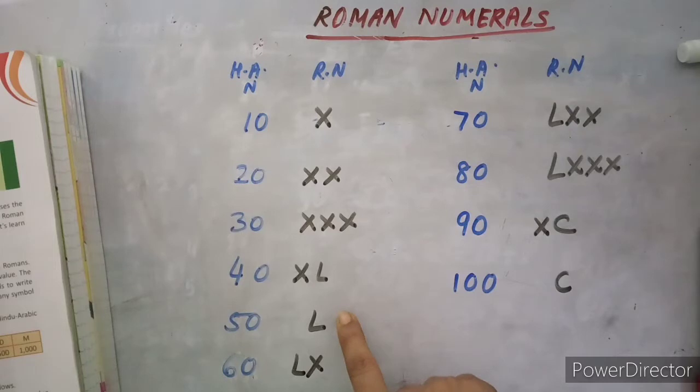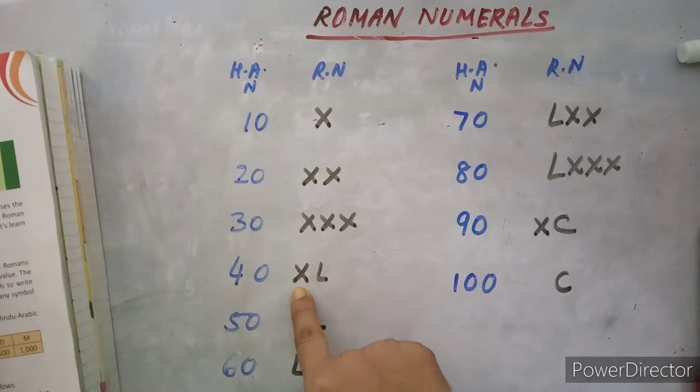Okay, so उस 40 क्या होता है? 50 से कम है, the 10 numbers कम है, isn't it? So what we did? 50 लिखा और उससे 10 माइनस कर दिया. Okay, so लेफ्ट हैंड साइड में जाएंगे तो माइनस हो जाएगा. That is why we can write 40 as like this, X and L.